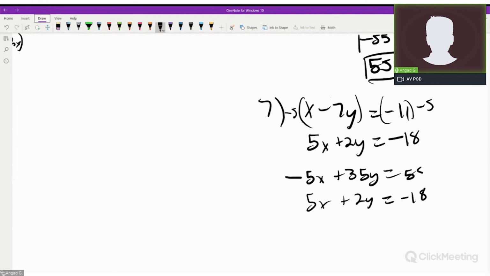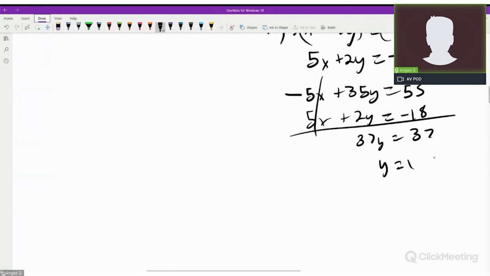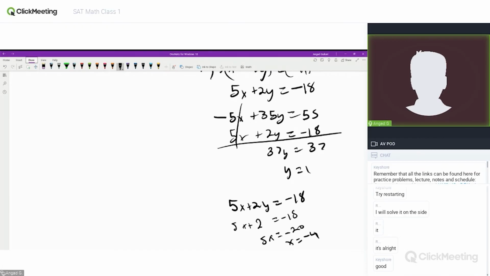It's 55. Sorry for my bad handwriting. So the 5x cancels out. 37y is equal to 37. y is equal to 1. There we have that. Now let's figure out what x is equal to. Let's use this equation, 5x plus 2y is equal to negative 18. We can just plug in 1 for y. We get 5x plus 2 is equal to negative 18. 5x is equal to negative 20, x is equal to negative 4. So our answers are x is equal to negative 4 and y is equal to 1.